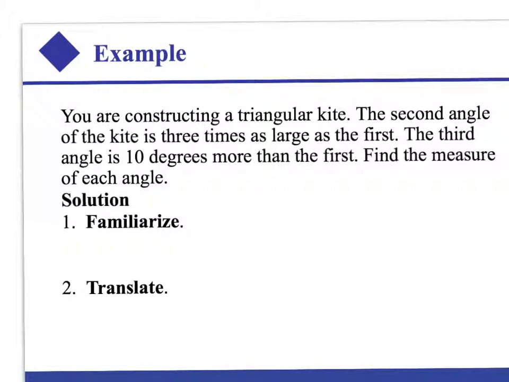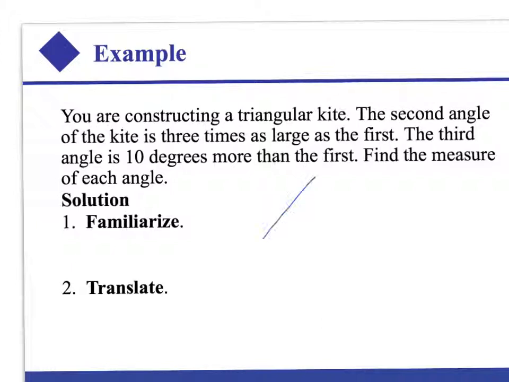Okay, you're constructing a triangular kite. We're making a kite, and most kites are triangles. The second angle of the kite is 3 times as large as the first. The third angle is 10 degrees more than the first. Find the measures of each angle. Now, it didn't tell you what the first one was, so I'm going to assume the first one is always x.